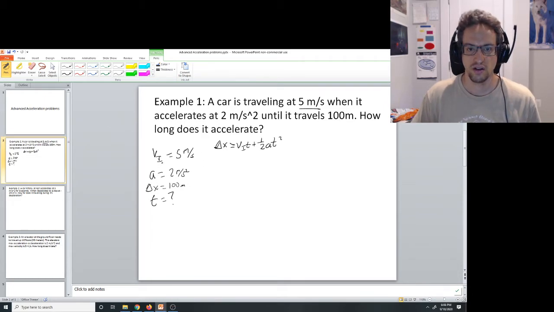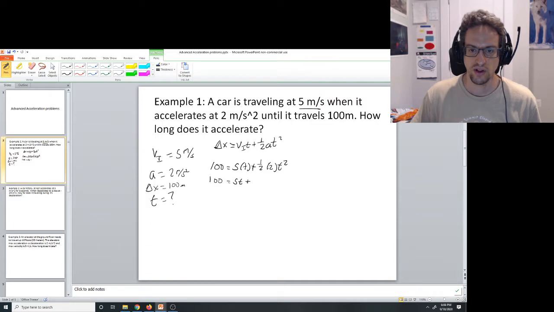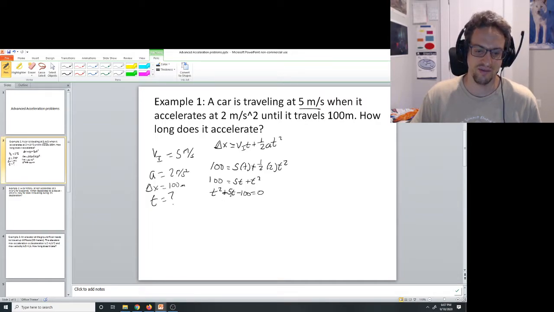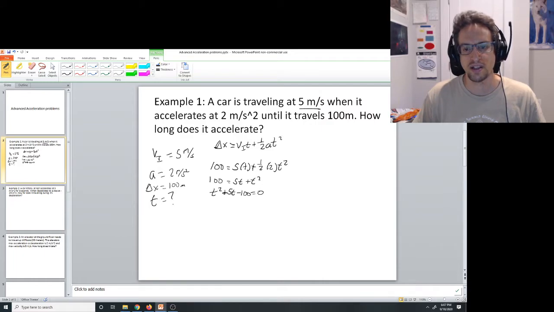Alright, so I've got a change in x, 100 equals 5 times t plus 1/2 times 2 times t squared. 100 equals 5t plus t squared. So that becomes t squared plus 5t minus 100 equals 0. And now we can use the quadratic formula or use a quadratic solver or some sort of thing like that. You can't factor this one. Otherwise I would try. I definitely don't mind factoring, but I don't like the quadratic formula. I could plug it into Google, but if I'm on a test, I can't do that.